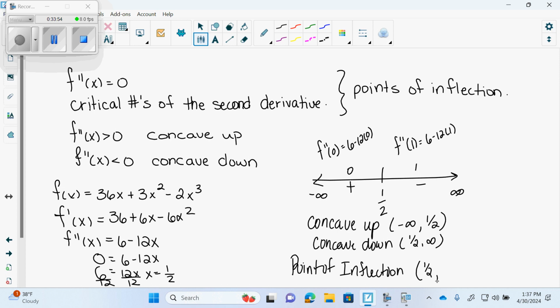Correct? So when I plug it into the original, I get f of a half, which is 36 plus 6 times a half minus 6 times a half squared. So I get 36 plus 3 minus 6 times a quarter, which is 36 plus 3 minus 1.5, which is 37.5.